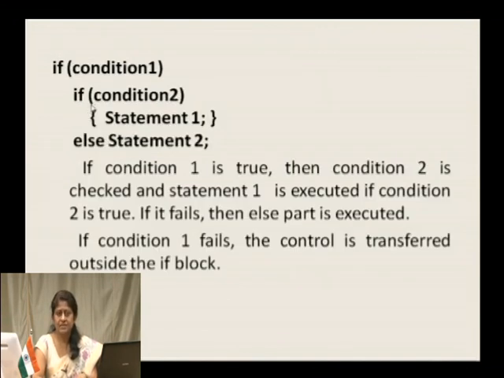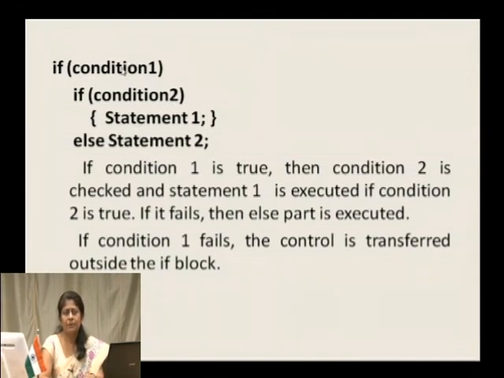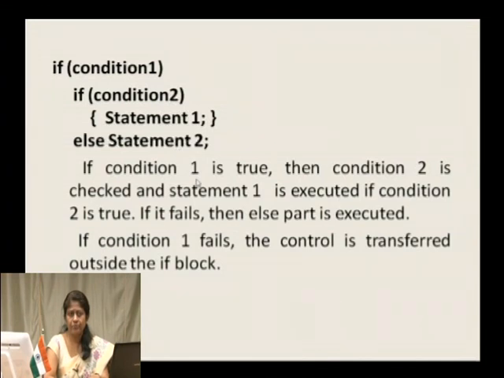Then we have the nested if structure. In the nested if structure, as you see, you have if condition 1, if condition 2, and then following that you have statement 1 and statement 2. So, here what happens is, if condition 1 is true, then condition 2 is going to be checked. If condition 2 also happens to be true, then statement 1 is going to be executed. Otherwise, that is if condition 2 happens to become false, then statement 2 is going to be executed.